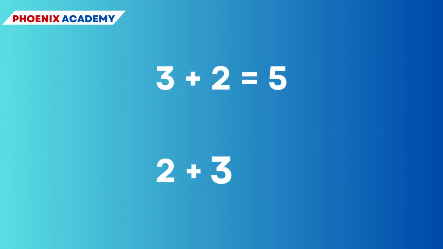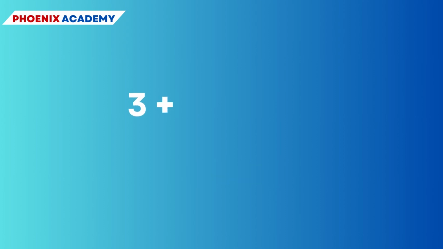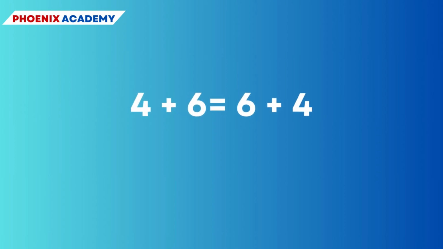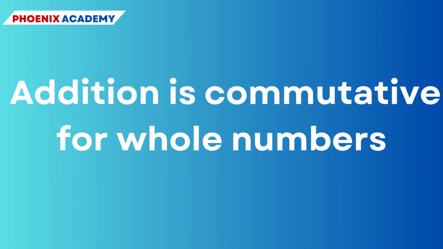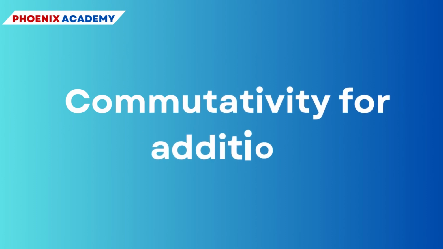We know 3 plus 2 is equal to 5 and 2 plus 3 is also equal to 5. So 3 plus 2 is same as 2 plus 3. We'll check it for 4 plus 6. 4 plus 6 is same as 6 plus 4. We can add two whole numbers in any order. You will not get any pair of whole numbers for which the sum is different when the order of addition is changed. So we say that addition is commutative for whole numbers. This property is known as commutativity for addition.